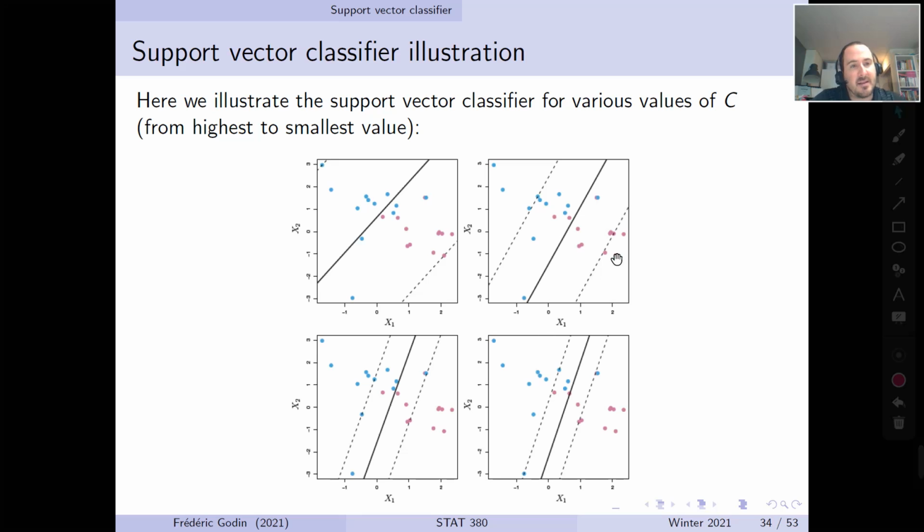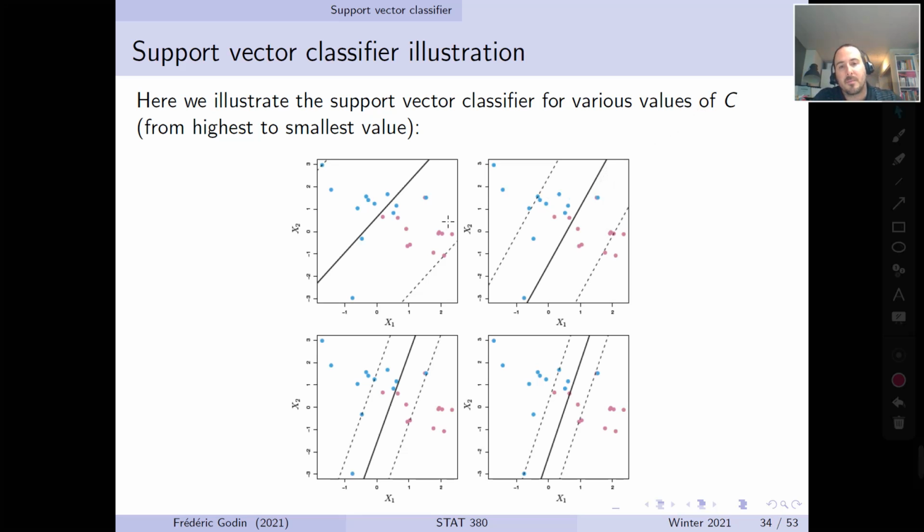Okay, so as we said, when you increase C, you allow for more violations of the margin. So this has the impact of also increasing the margin size. Because you're able to violate the margin, it's possible to increase the margin size in that case. So we can see that the larger C is, the larger the margin is. The margin is the value of M solving the optimization problem.